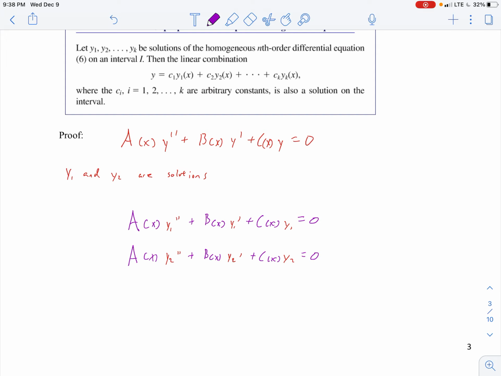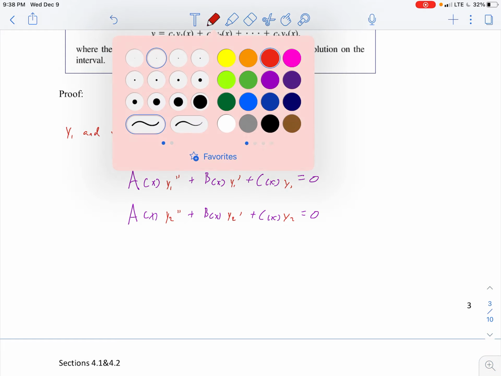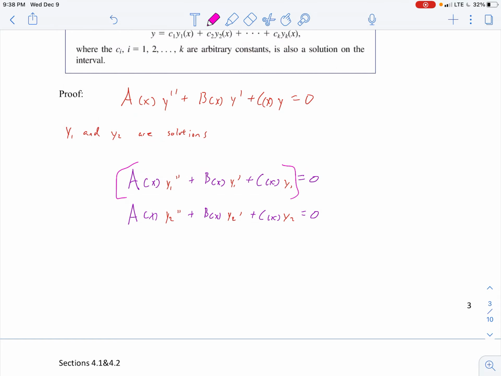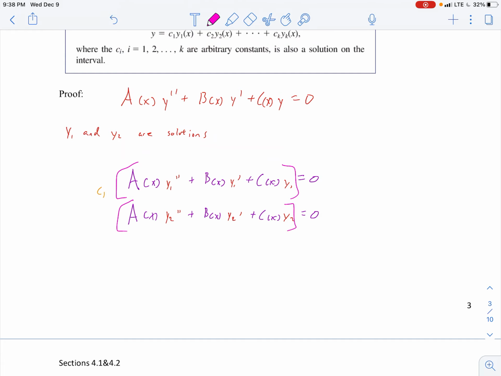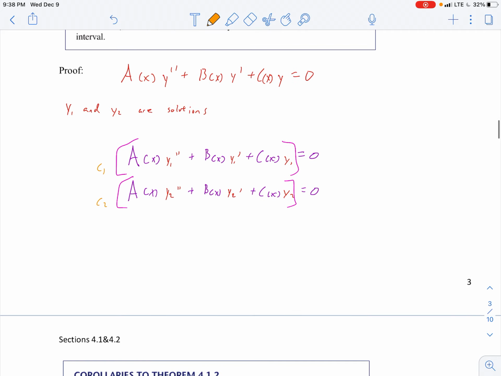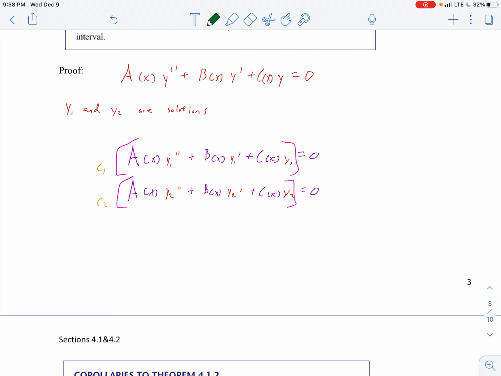If they're solutions, and we plug them into our differential equation, we're going to get 0. Now, if we do a linear combination of this, say we add these two solutions together, we can multiply the first by c sub 1, and then we're adding these two equations and have c sub 2. So then what it would look like would be this. I'm just going to write it all the same color now.